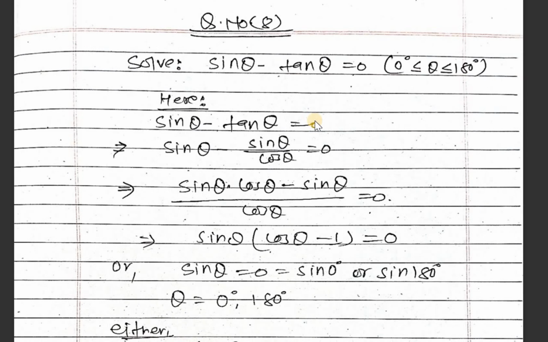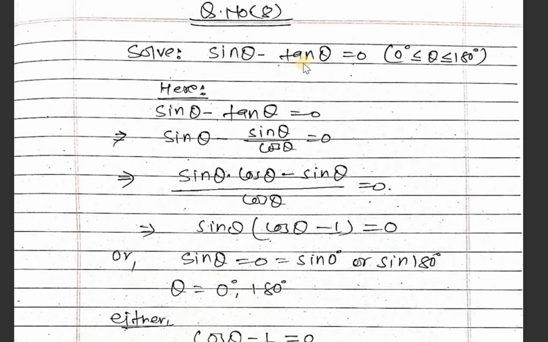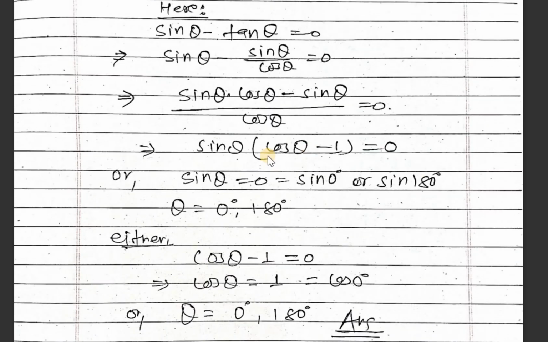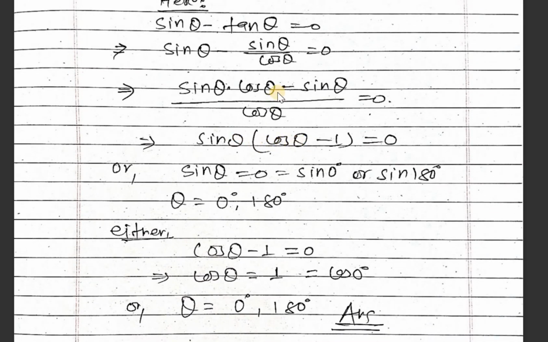And the next problem is sin theta minus tan theta equals 0. Solve this, where the value of theta lies between 0 and 180. So sin theta minus tan theta equals 0. In place of tan theta we can write sin theta by cos theta. So simplifying this, sin theta into cos theta minus sin theta upon cos theta equals 0. Taking sin theta common, sin theta into (cos theta minus 1) equals 0.